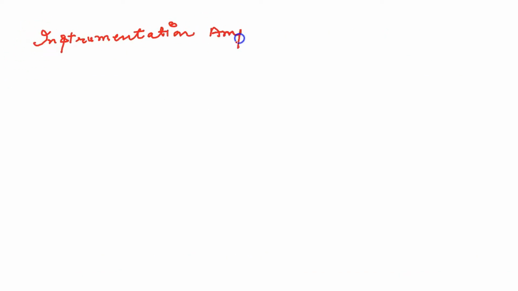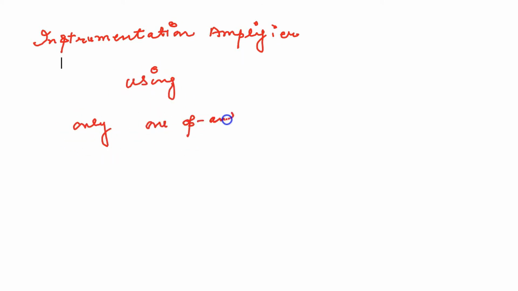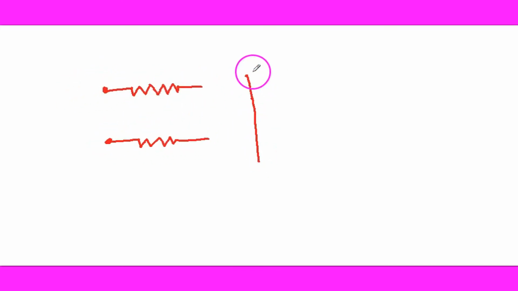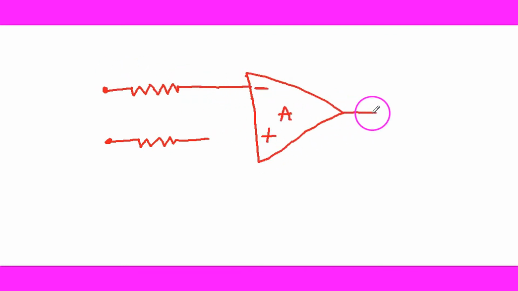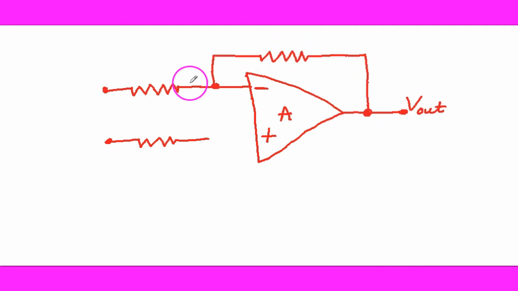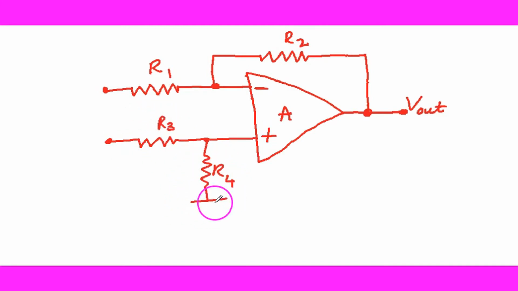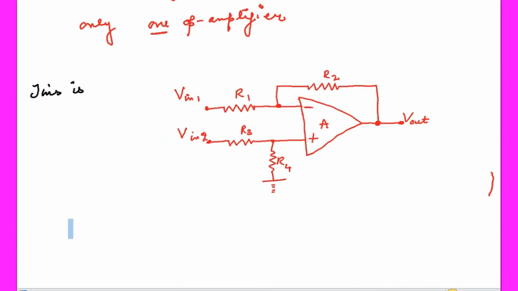Instrumentation amplifier using only one operational amplifier. This is an op amp, with inverting and non-inverting inputs. This is the output. This is a feedback resistor, R2, with R1 at the inverting input, and R3 and R4 at the non-inverting input. R4 is grounded. There are two inputs, V in1 and V in2.